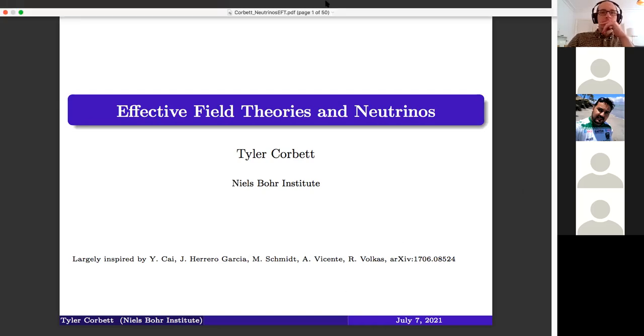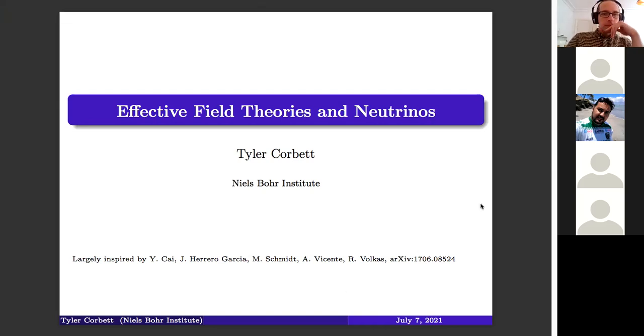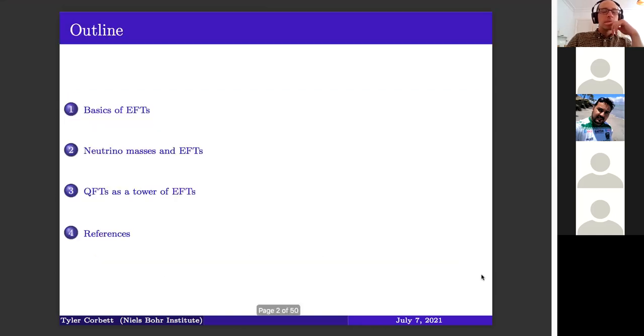Did it go to the next slide? There we go. So I'm going to start with a basic example of an effective field theory. Then I'm almost entirely going to talk about neutrino mass models and effective field theories. Then if there's time at the end, I'll talk about a modern interpretation of quantum field theories in the context of effective field theories.